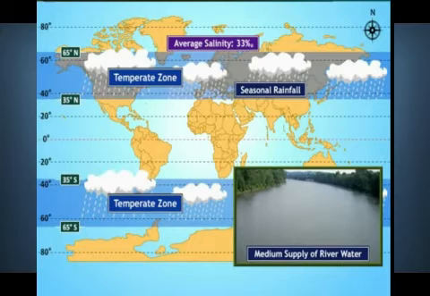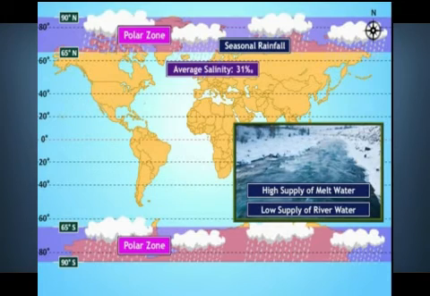And the last region is the polar region. The polar region is located between 65 and 90 degree north and south of the equator. It receives very low sunlight at an inclination with seasonal rainfall. The supply of fresh river water is low while the supply of melt water is high. Hence, the salinity is quite low in the polar region with an average of 31 parts per thousand.